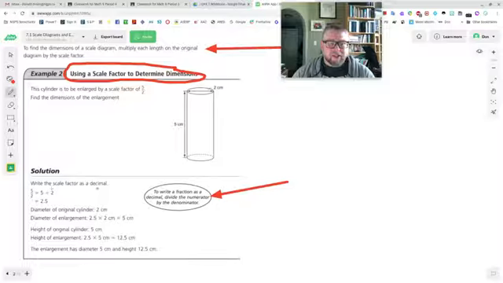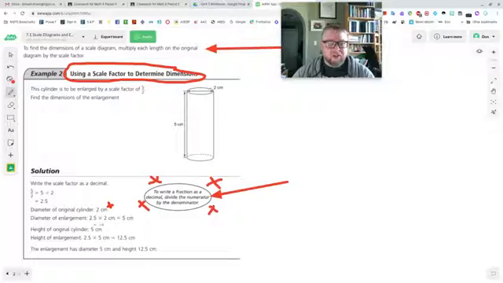Write the scale factor as a decimal, and make sure when we do these two questions, there's a couple questions we're going to be having on a formative that you're going to be working on. So we write the scale factor as a decimal. So we have 5 divided by 2 is 2.5. Then we have the diameter of the original cylinder, which is 2 centimeters. So we have the diameter of the enlargement. We take 2.5 times 2 is 5.